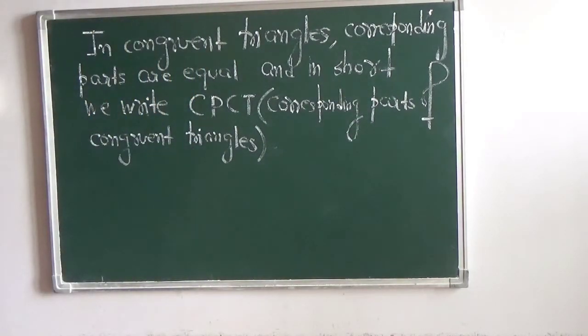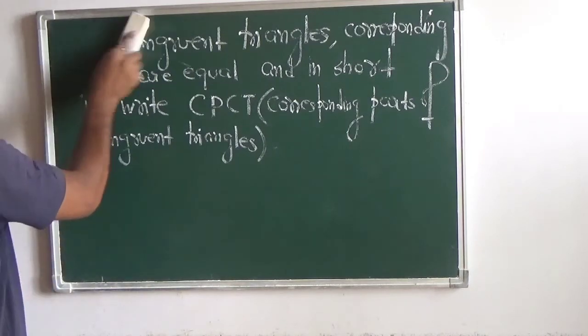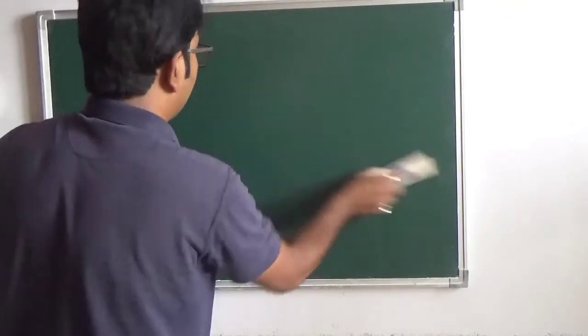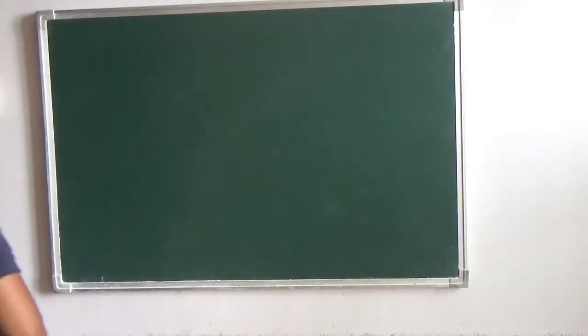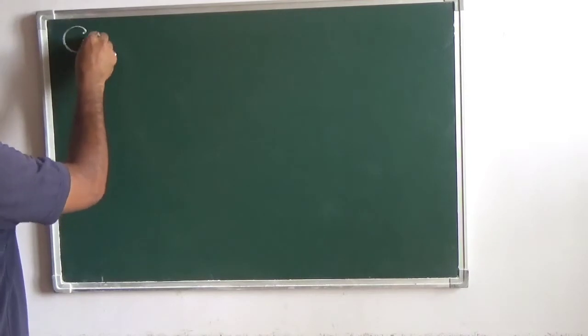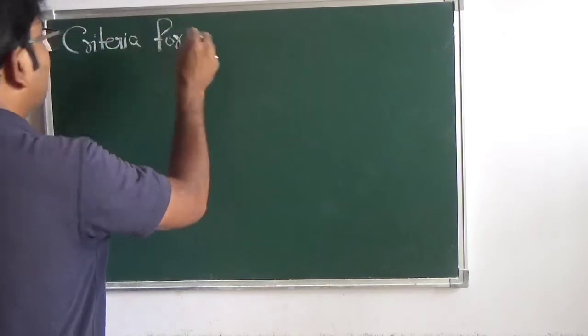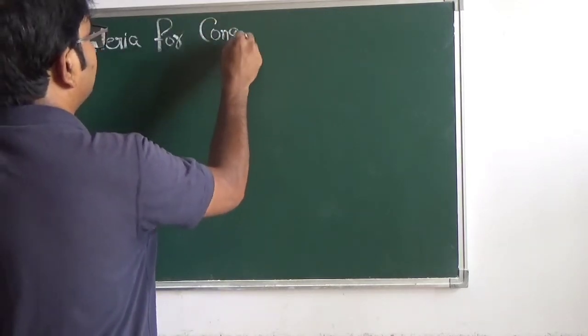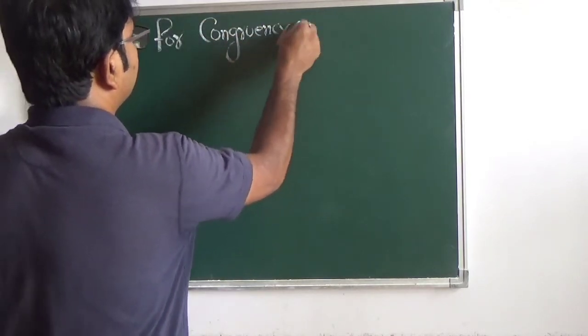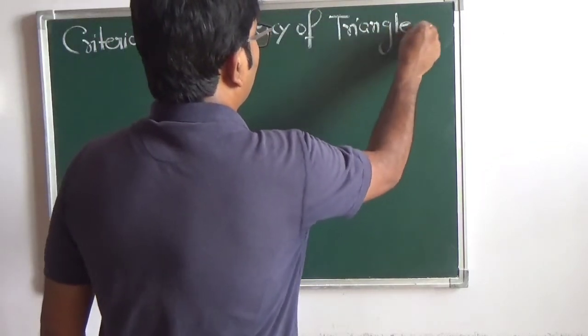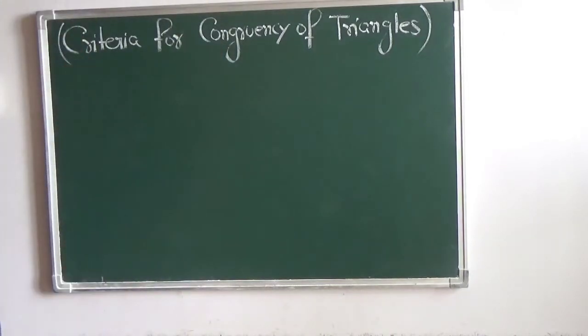Now we will learn criteria for congruency of triangles. Criteria for congruency of triangles means how can we prove that two triangles are congruent. So we have certain rules.